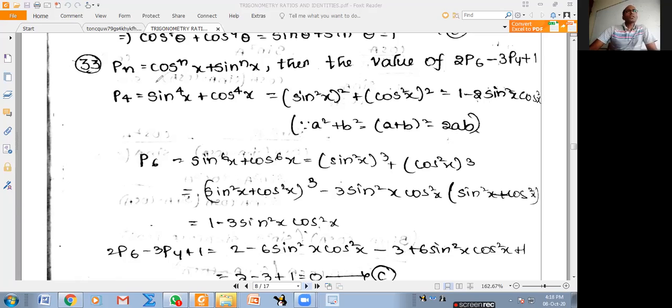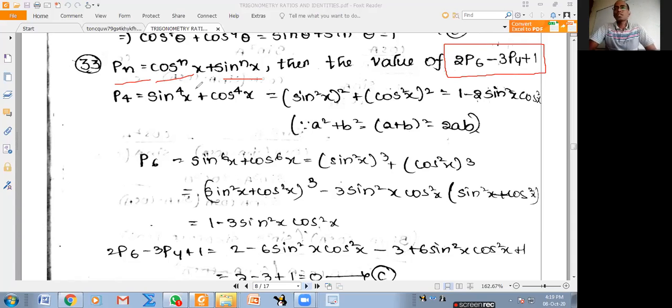So coming here, cos power n x plus sin power n x is Pn, they defined. They want the value of 2P6 minus 3P4 plus 1. If you look at the options, they're only numbers. Some answer is 2, some answer is 5, some answer is 0. That means it does not depend on x at all. If it does not depend on x at all, we don't have to do such a big calculation actually. You can take x equal to 0. You'll understand Pn is always 1. P4 is also 1, P6 is also 1. So 2P6 minus 3P4 plus 1 will become 0.